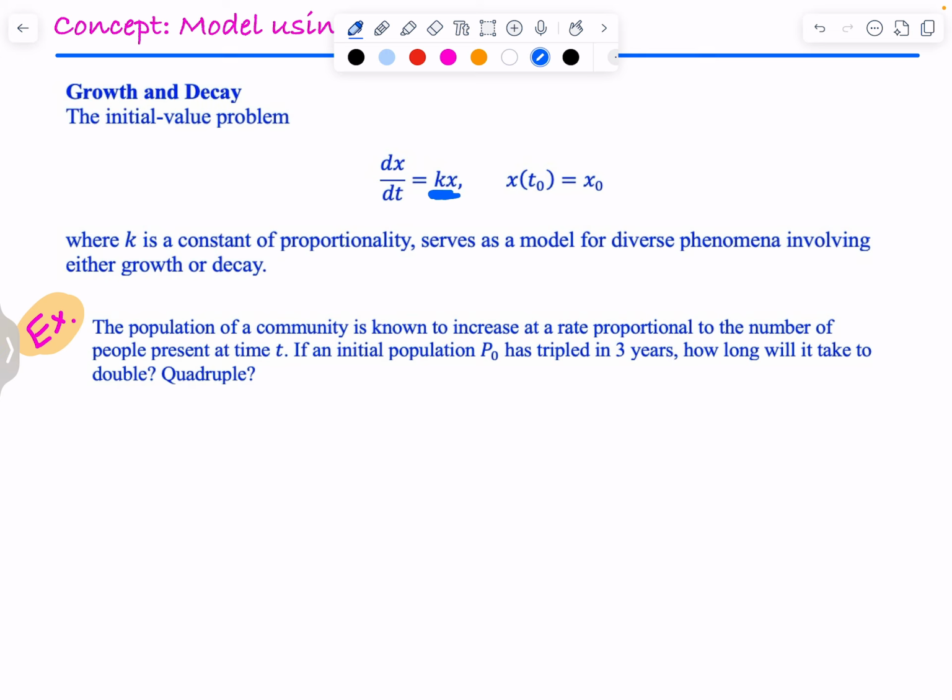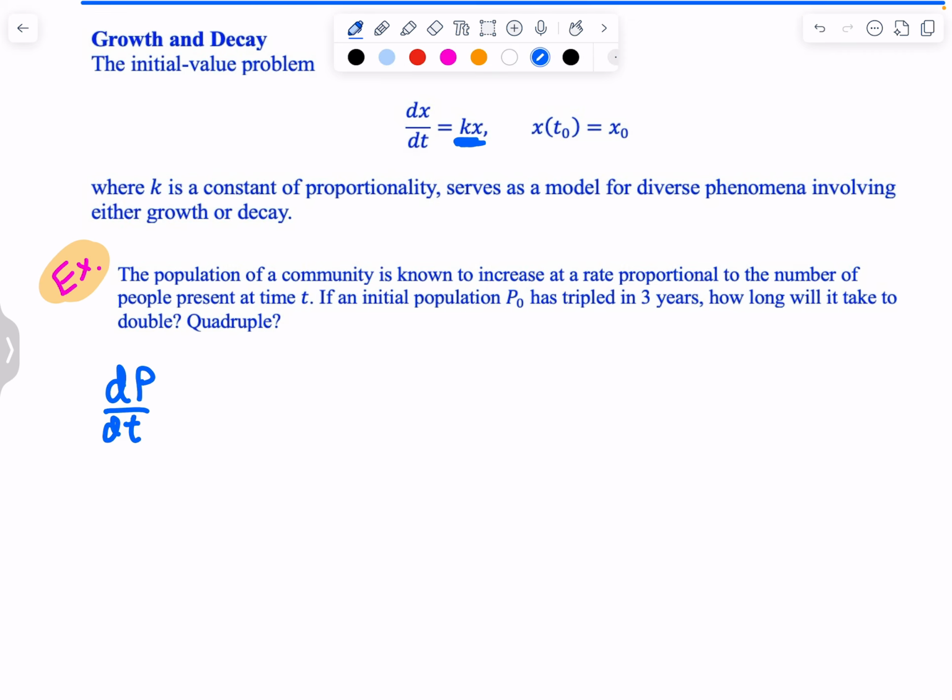Okay, the population of a community is known to increase at a rate proportional to the number of people present at time t. All right, that's exactly what they're saying. So I'm going to do dp dt. We're going to put it over here to the left a little bit because we're going to work down and we're going to need the right column. Right, so this is equal to some kp, some population. It grows directly proportionate to its population.